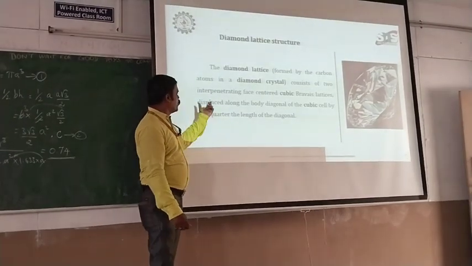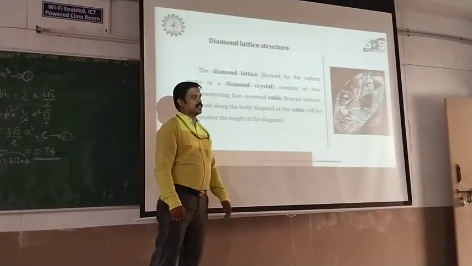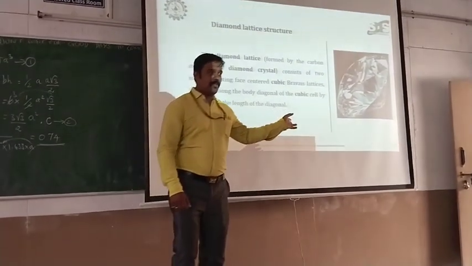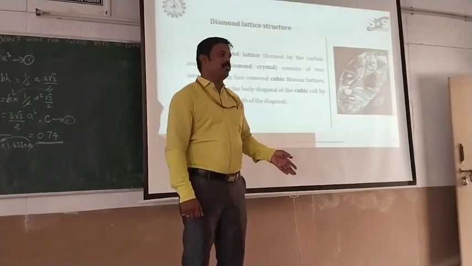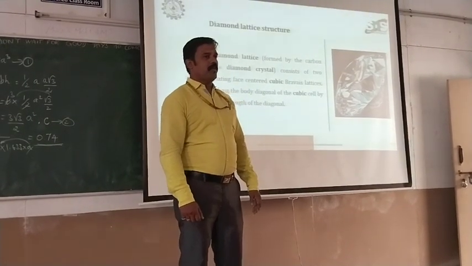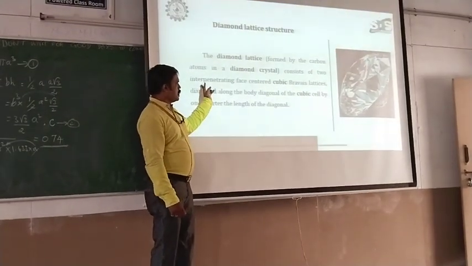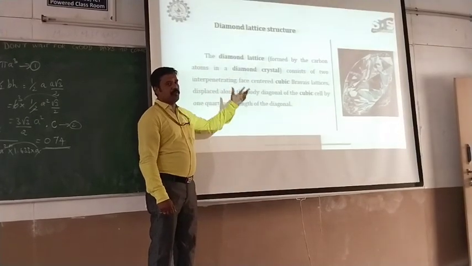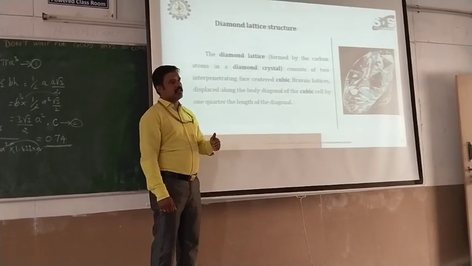So it consists of two interpenetrating face-centered cubic Bravais lattices, right? This structure we now discuss from Bravais also. From Bravais we get 14 types of unit cell in the form of 7 types of crystal systems. We did not discuss this, right? So here the face center is a form of interpenetrating formations, right? That is what we call a sub-lattice.